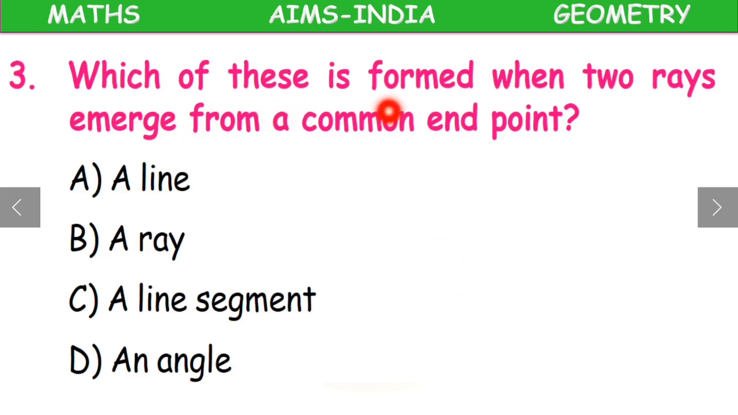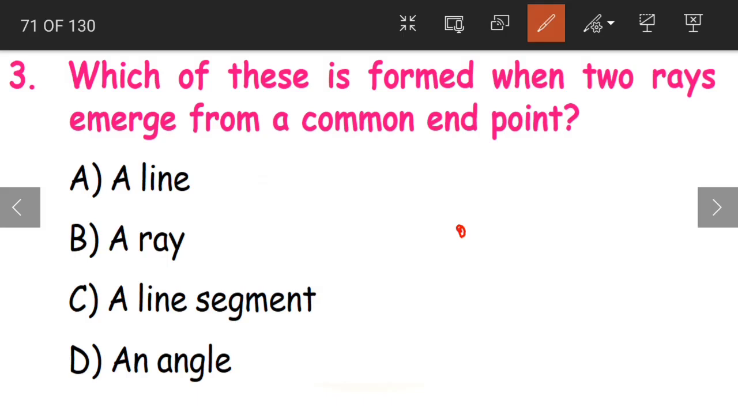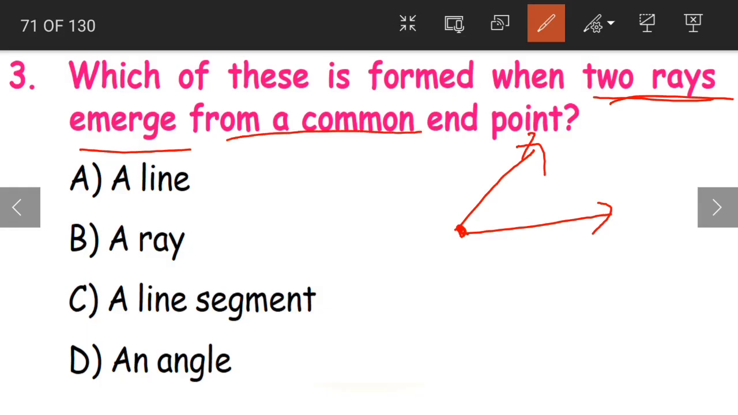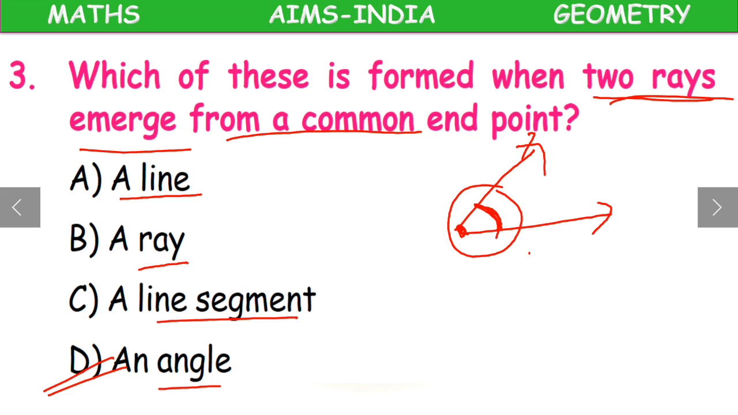Question 3. Which of these is formed when two rays emerge from a common endpoint? Let us write an endpoint. From this endpoint we want two rays to emerge. So one ray and another ray. Now two rays are emerging from a common endpoint. So what is formed? Is a line formed? Is a ray formed? Is it a line segment? Or can we find an angle here? Angle, children. Yes, when two rays emerge from a common endpoint, they form an angle. So option D, angle becomes our correct answer.